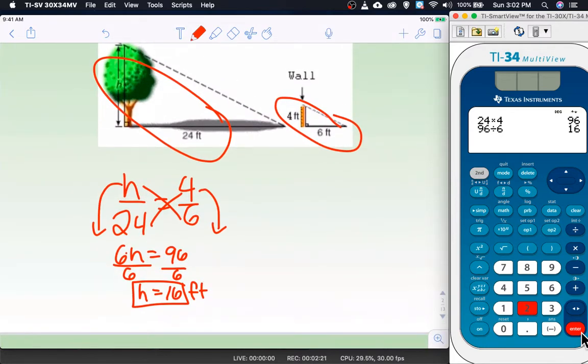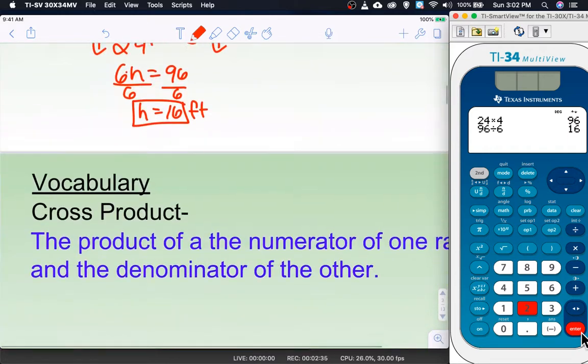Okay, so that hopefully does look familiar to you. That is kind of the most basic solving proportion using a cross multiply that you probably did quite a bit of in 7th grade. And we're going to take that idea and we're going to expand it.